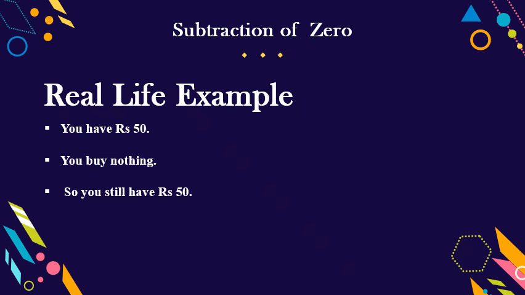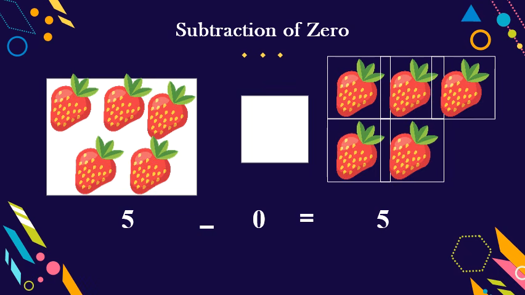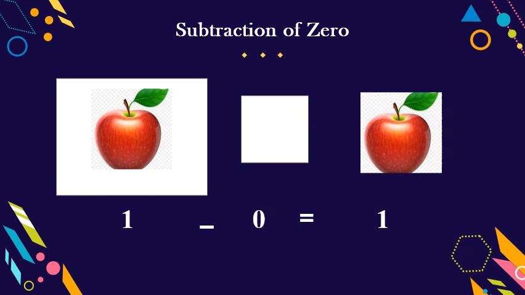Real life example: you have 50 rupees, you buy nothing, so you still have 50 rupees. Here you have 5 strawberries, you eat nothing, so you still have 5 strawberries left with you. So we can write 5 minus 0 equals 5. Here you have 1 apple, you eat nothing, so you still have 1 apple with you. So we can write 1 minus 0 equals 1.